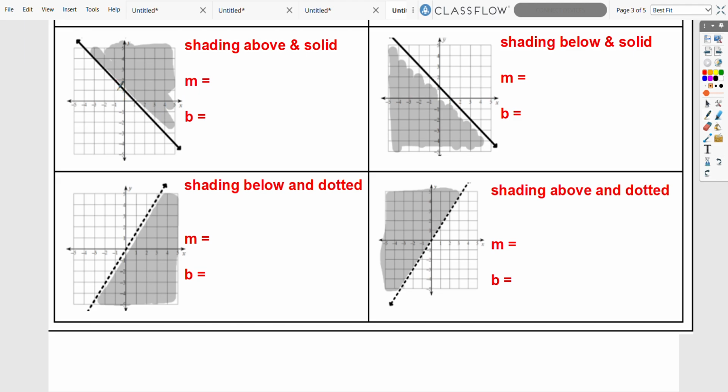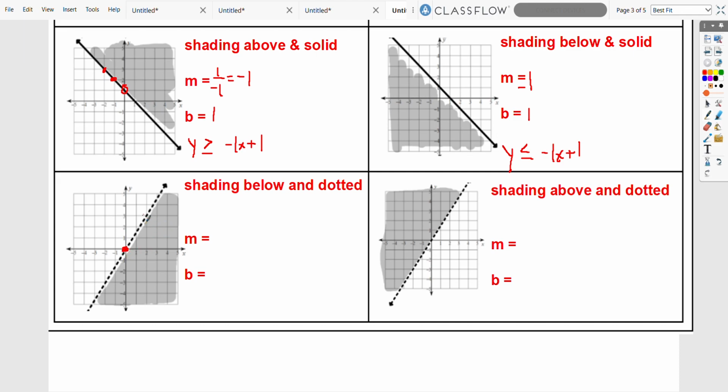The slope for this one has a bunch of points we could use. It looks like it rises 1, runs -1. So that's -1, and it crosses the y-axis also at the number 1. So for this one, we have y, -1x plus 1 for mx plus b. And since it's shaded above and it's solid, that's going to make it greater than or equal to. For this one here, it's the same line, y equals -1x plus 1, but this time it's shaded below and it's solid, so it's going to be less than or equal to.